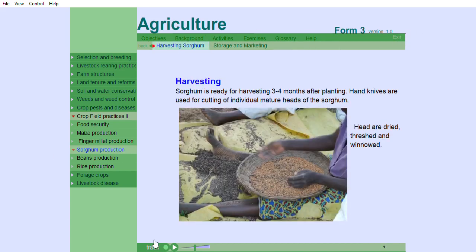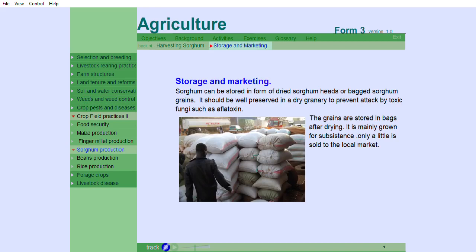Harvesting. Sorghum is ready for harvesting 3 to 4 months after planting. Hand knives are used for cutting of individual mature heads of the sorghum. Storage. Sorghum can be stored in form of dried sorghum heads or bagged sorghum grains. It should be well preserved in a dry granary to prevent attack by toxic fungi such as aflatoxin.